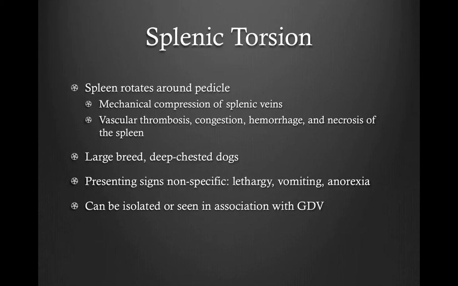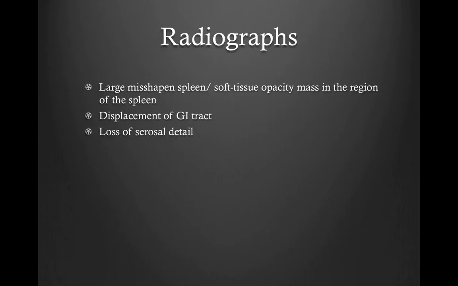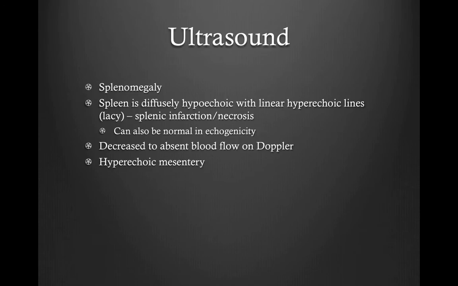You can see lethargy, vomiting, or anorexia. Splenic torsion can be isolated, or it can also be seen in association with GDV. In terms of imaging on radiographs, again, somewhat nonspecific signs. You'll see a large misshapen spleen or soft tissue opacity mass in the region of the spleen. This will often cause displacement of the GI tract, and you can also get loss of serosal detail secondary to either the enlarged spleen, abdominal effusion, or a combination of the two.